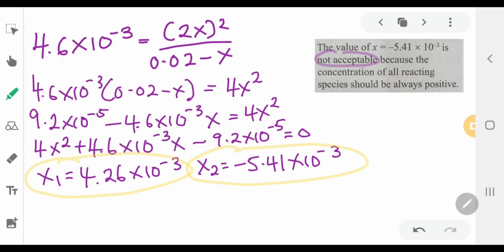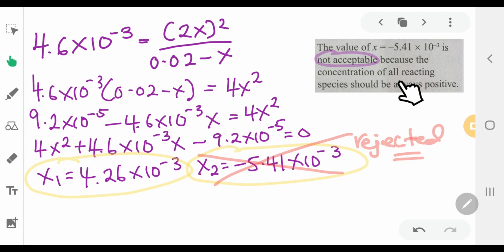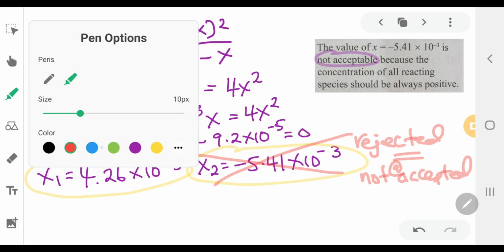Okay, so it will be not accepted. Therefore, this is what we called rejected x. The reason is because of this. Okay? Or you can write not accepted. So it's the same thing.